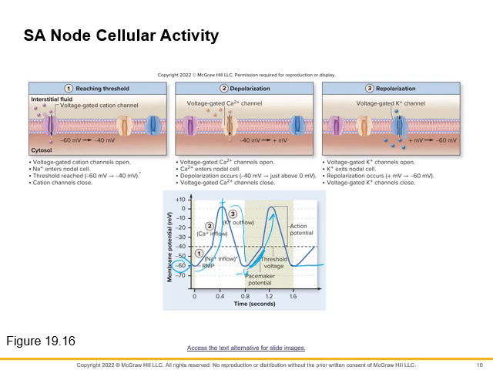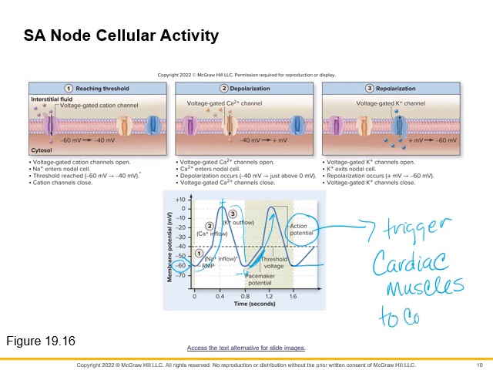So the whole point of these autorhythmic cells is to generate an action potential, and that action potential is going to trigger the actual cardiac muscles of the atria and the ventricles to contract.